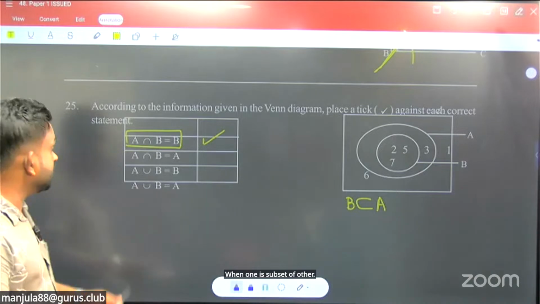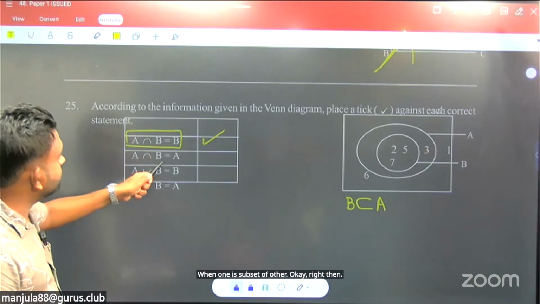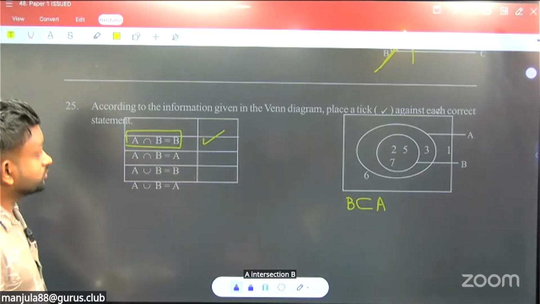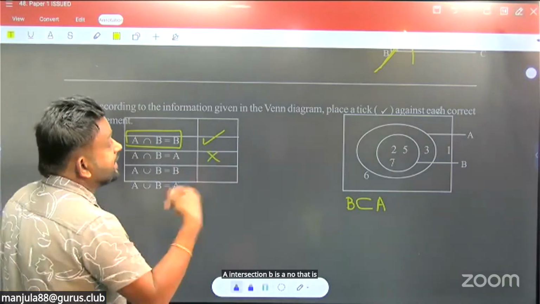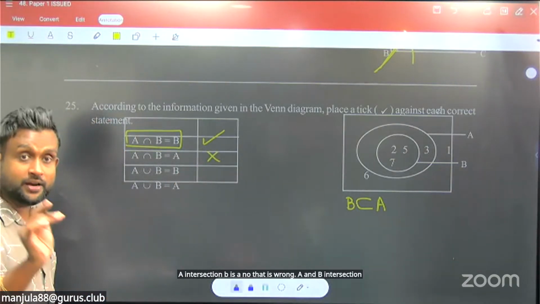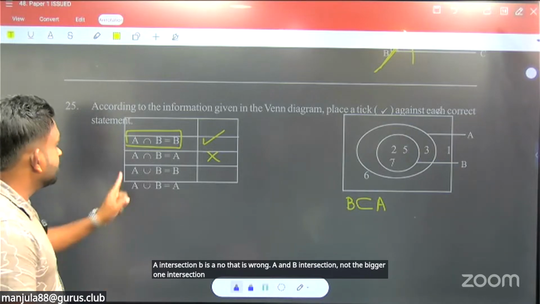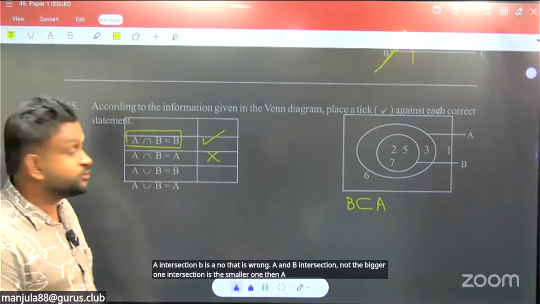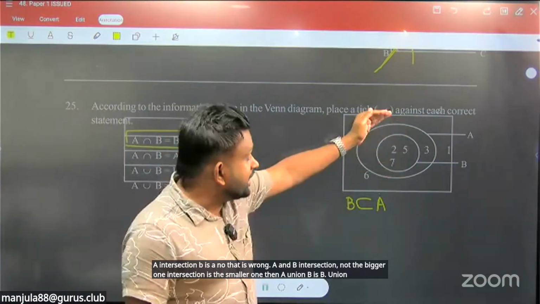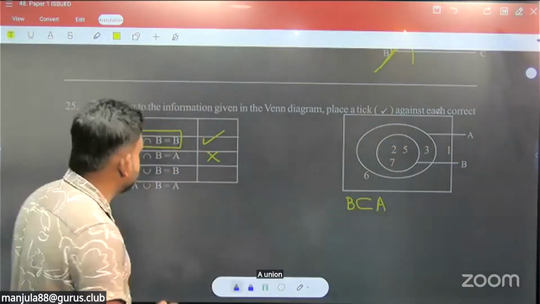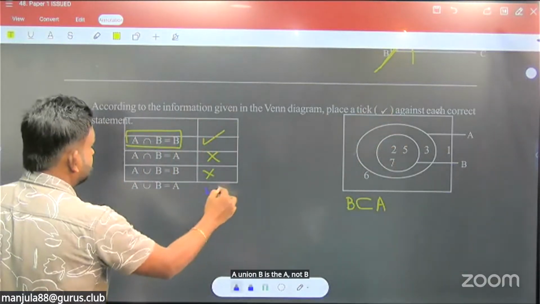Then A intersection B is A? No, that is wrong. A and B intersection is not the bigger one. Intersection is the smaller one. Then A union B is B? Union is the bigger one. A union B is A, not B. So that is wrong, and this is correct.